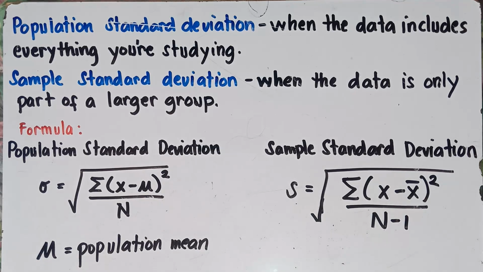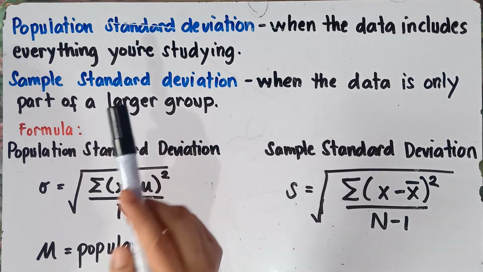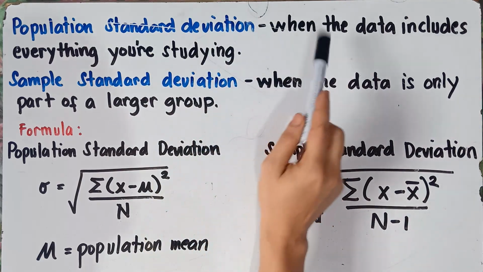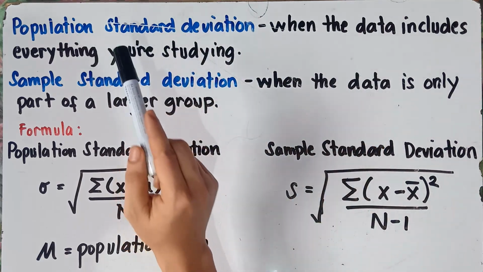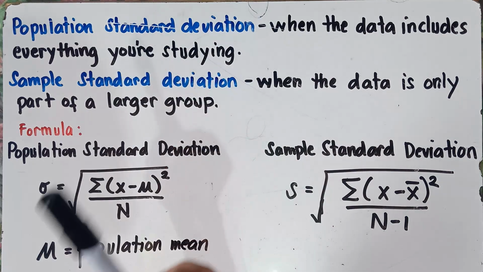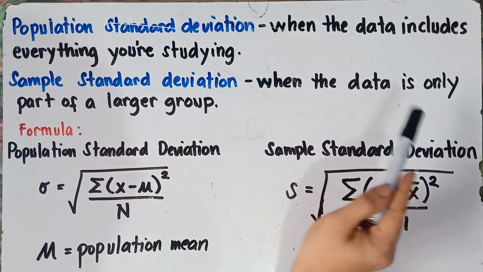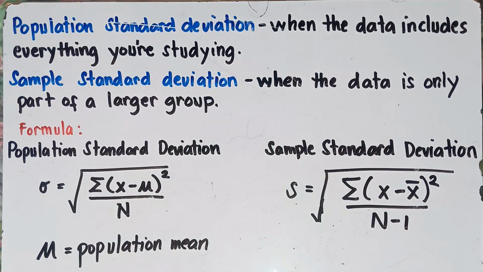Now, question, sir. When do we use the population standard deviation? You will use this when the data includes everything you're studying. You will use the sample standard deviation when the data is only part of a larger group.